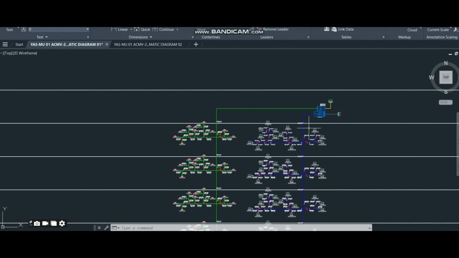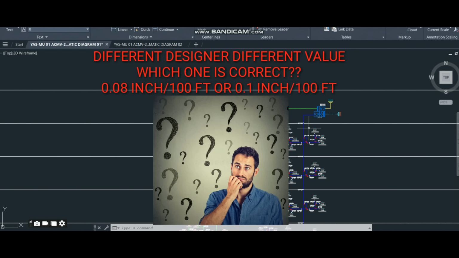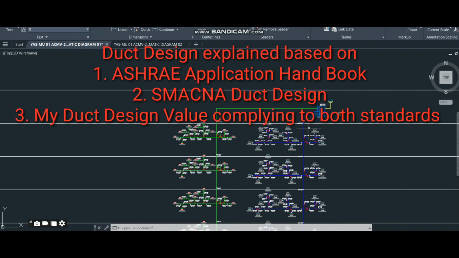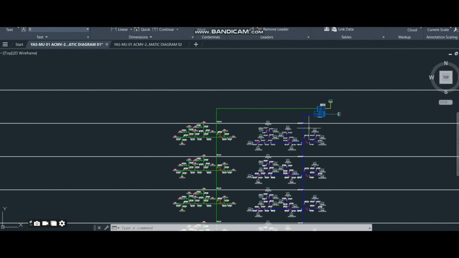When you see different design drawings and design reports, you might have noticed that the designer can use different equal friction values in the equal friction method, like 0.08 inch per 100 feet, 0.1 inch per 100 feet, and similarly for the constant velocity method they will use 5 meter per second, 4 meter per second, different values. So we need to know what exactly the ASHRAE and SMACNA standard limitations and requirements are. So let's start the video.